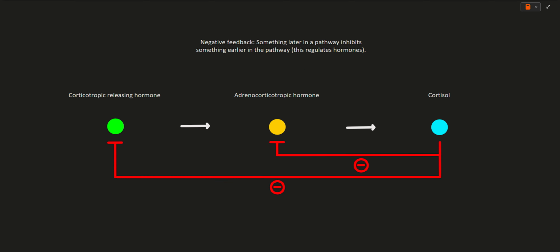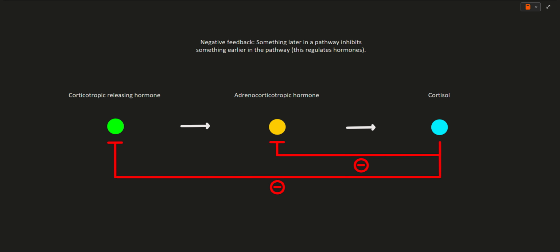Hormones need to be regulated. If cortisol was constantly released, it could cause health issues such as high blood pressure. That's why it's important to have a mechanism that shuts off hormones. The most common mechanism is known as negative feedback.